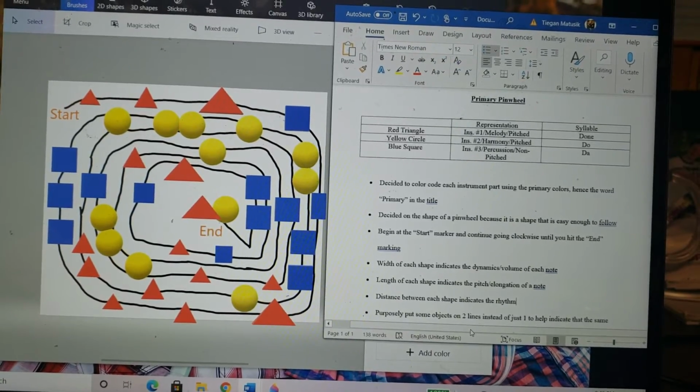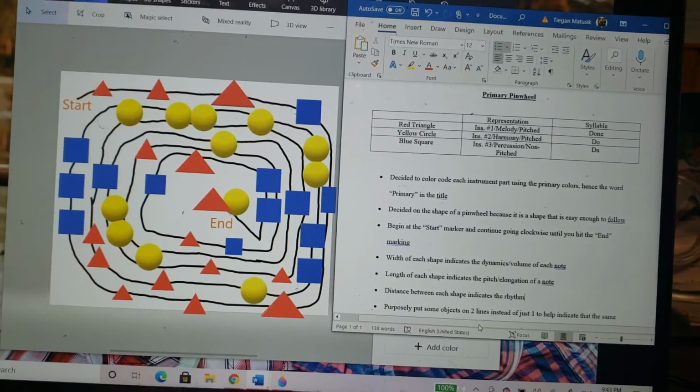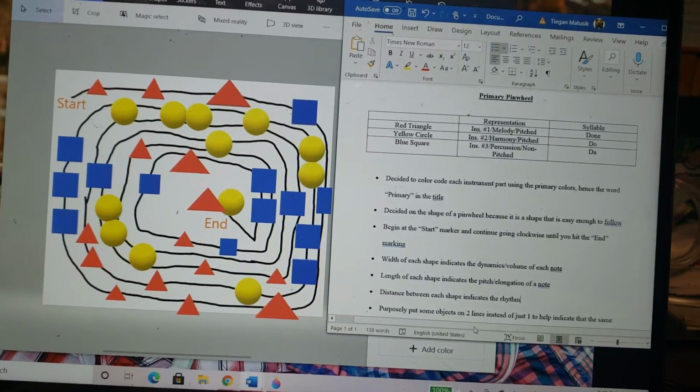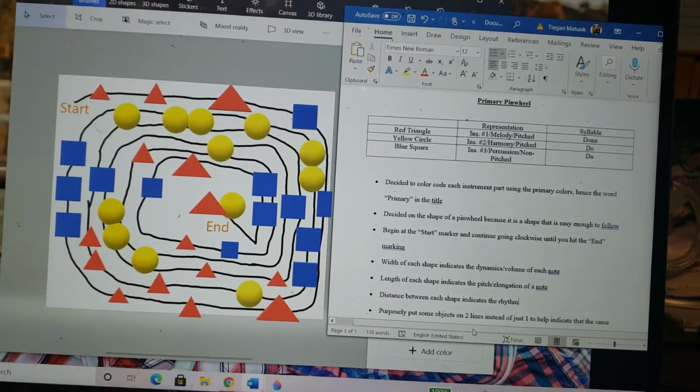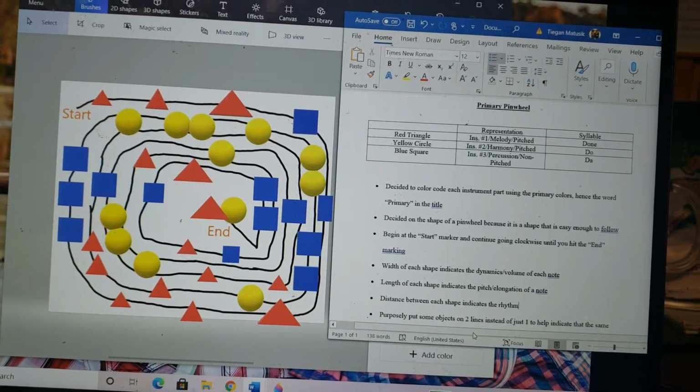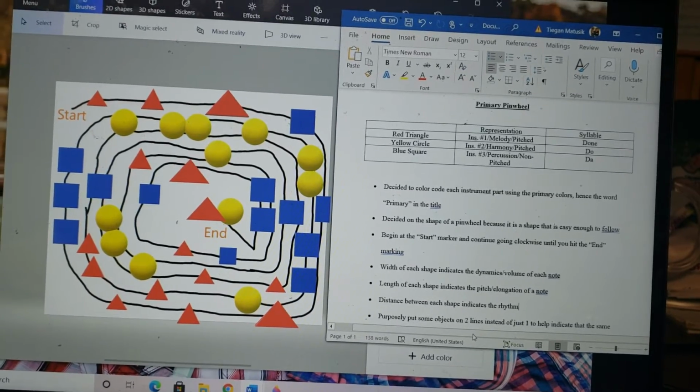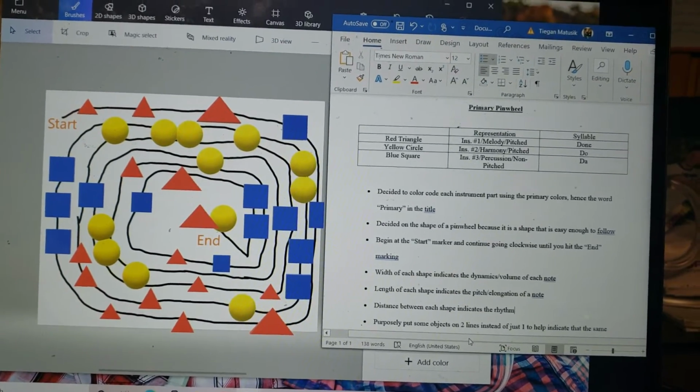The distance between each shape indicates the rhythm. So depending how far apart or how close each object is to one another, that indicates a rhythm.